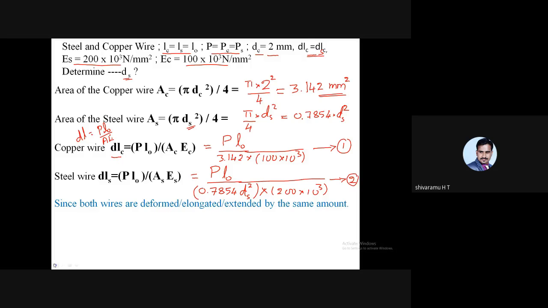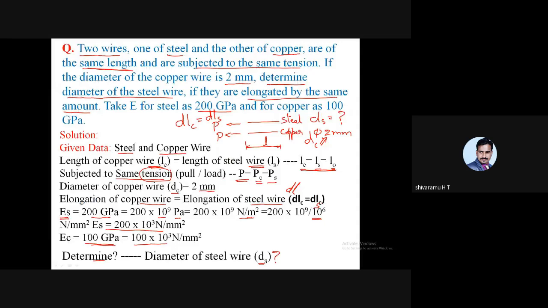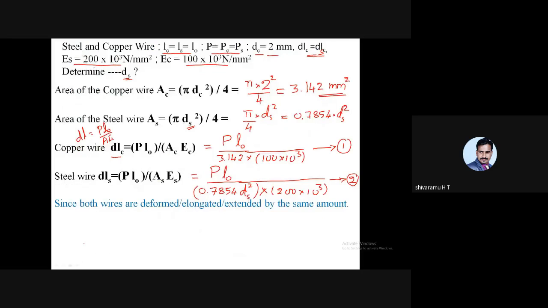So here in the question it is stated to determine the diameter of the steel wire if they are elongated by the same amount. Since both wires are deformed or elongated by the same amount, we can go with the deformation of the copper wire being equal to the deformation of the steel wire. So now we can equate equation number 1 and 2. It means that equation 1 is equal to equation 2.